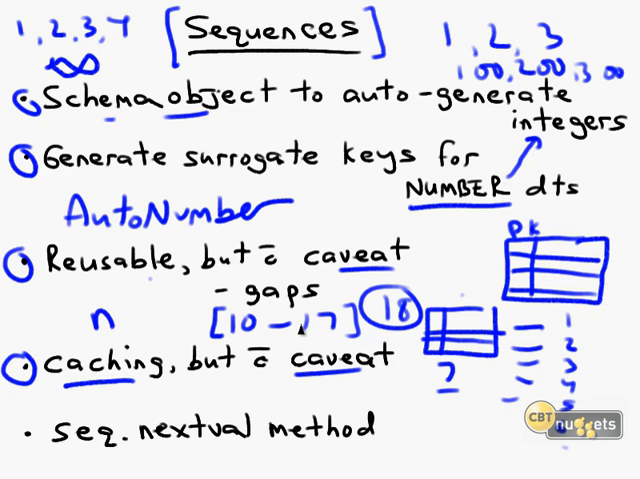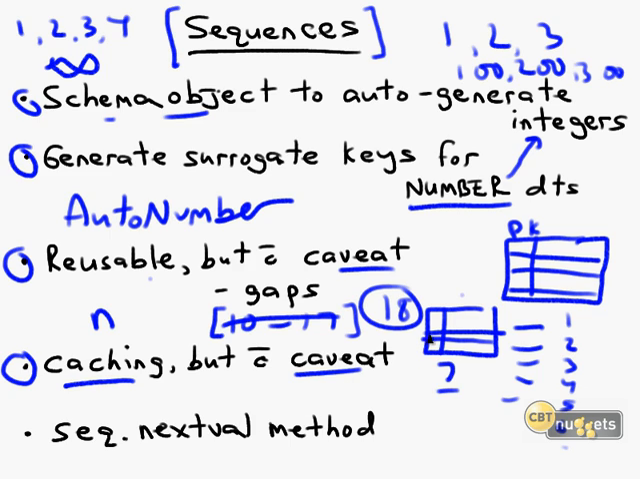10 through 17 that existed in memory, as you know, memory is volatile. They go up the flue. Now, of course, because sequences are schema objects, we can always use alter sequence to reset the counter to a specific value, but that's just something, again, that I want to make you aware of.